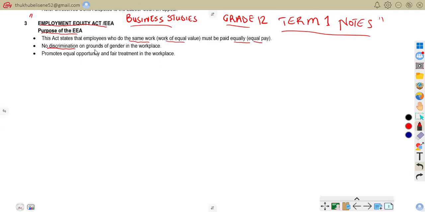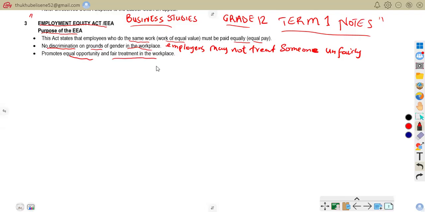It further says no discrimination on grounds of gender in the workplace. So it means that employers may not treat someone unfairly just because they are male or female or non-binary. For example, a company cannot refuse to hire women for a managerial job because men lead better. Employers must make sure that they treat employees equally.